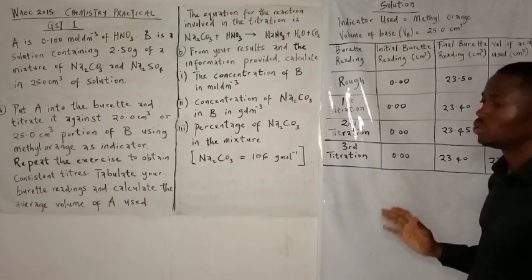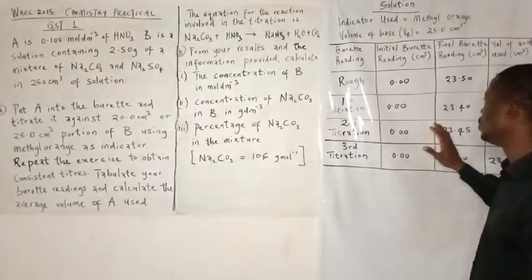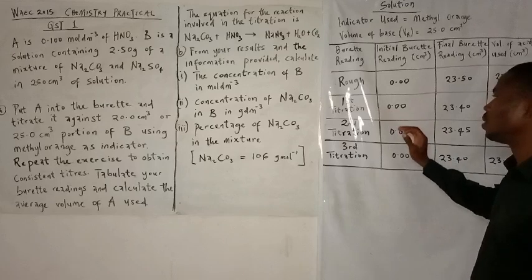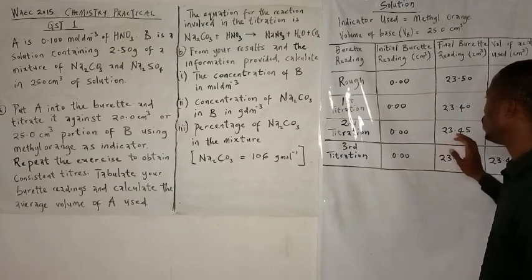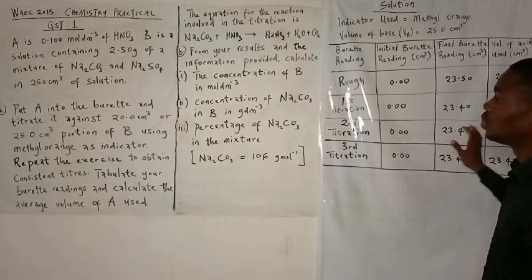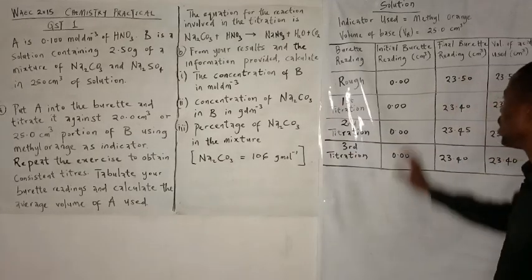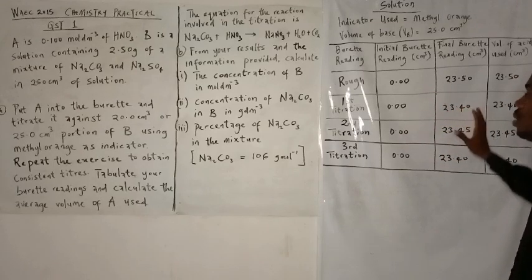And then another assumption is that we've actually done the titration, and we have gotten different values for our rough, our first titration, our second titration, and the third titration. And then we want to see how we can use these values to solve and answer these questions correctly. So we have the table of values, and we're going to use them.